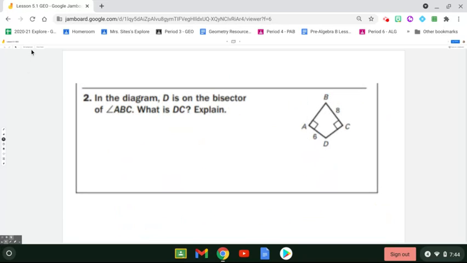I know there was another problem in front of this one, but I want you guys to skip right now to the second checkpoint question, because we've been talking about the angle bisector theorem, and I want us to keep going with that, okay? So let's take a look at it. In this diagram, D is on the bisector of angle ABC. So I'm going to draw that angle bisector right now. I want you guys to do the same.